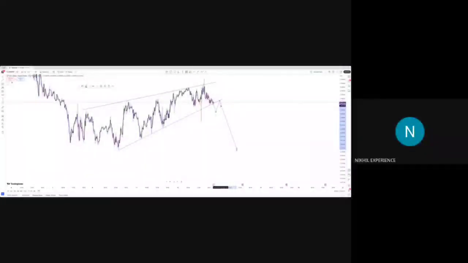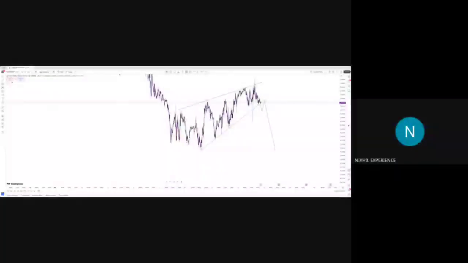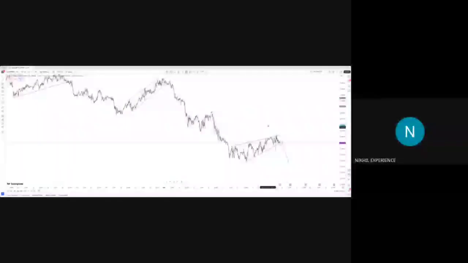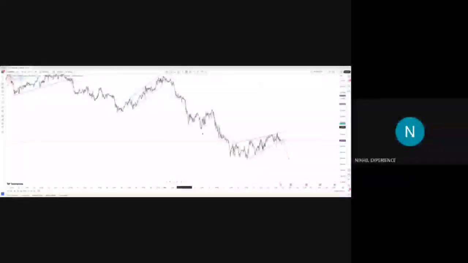So, I'm expecting price. Which pair is this? USD CHF. We're expecting price to break out and retest. Simple. So I think that is going to be a pending trade for now. That's going to be our pending trade for now. The rising wedge on USD CHF. Let's see how it goes.